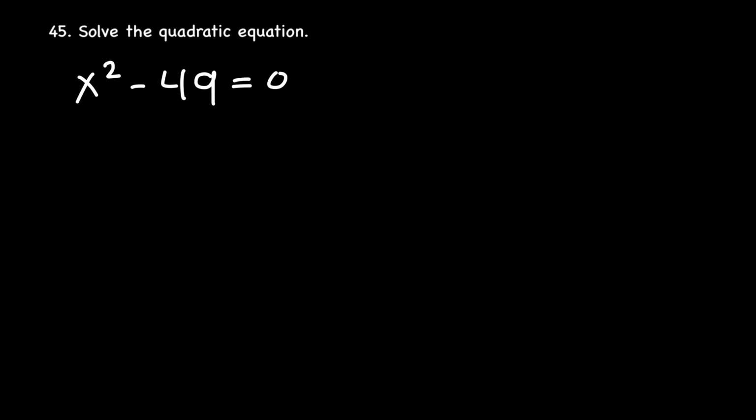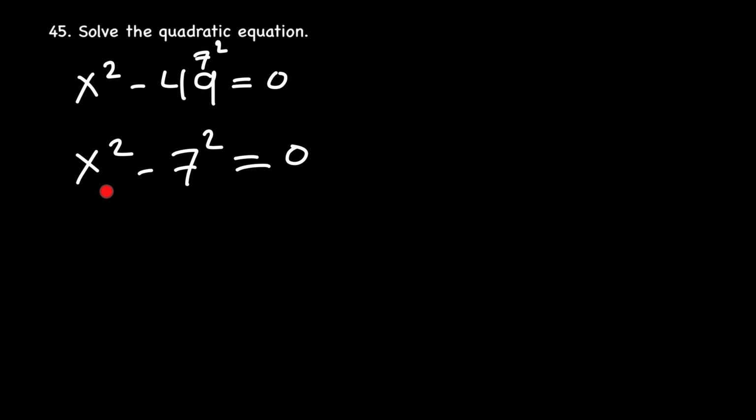So in this case, we have x squared. This term is already a square. Now let us look at the 49. The 49 is basically 7 to the power of 2. So let us rewrite the question. It will be x squared minus 7 to the power 2, which equals 0.